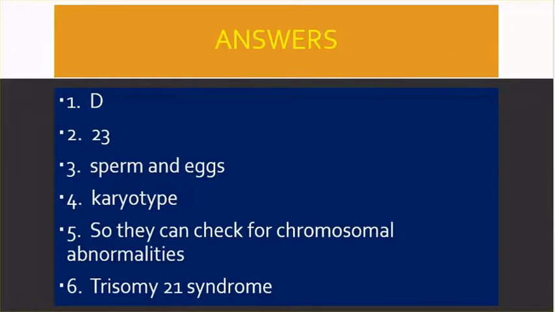Answers. Number 1 is D. Number 2 is 23. Number 3 is sperm and eggs. Number 4 is karyotype. Number 5, so they can check for chromosomal abnormalities. Number 6, trisomy 21 syndrome.